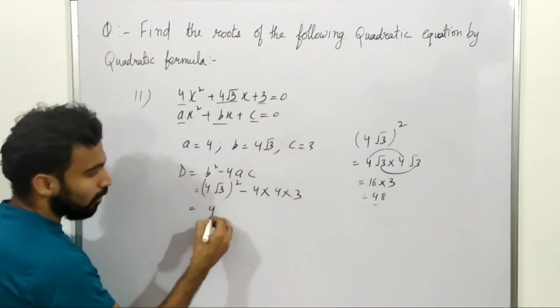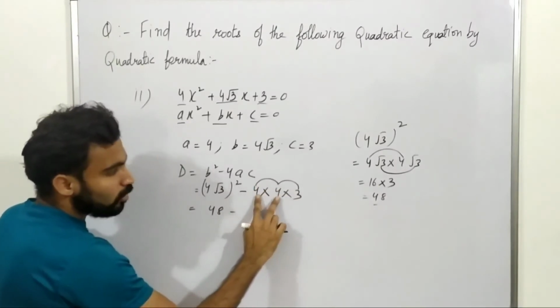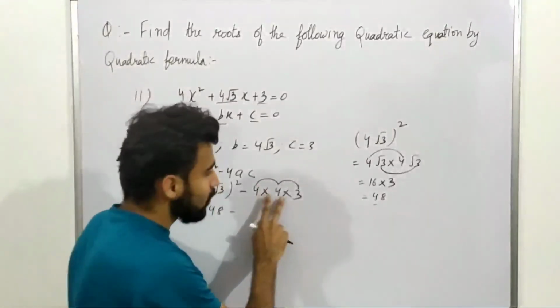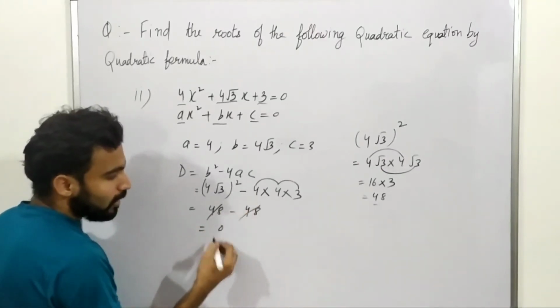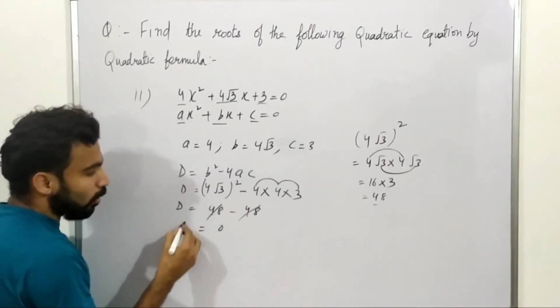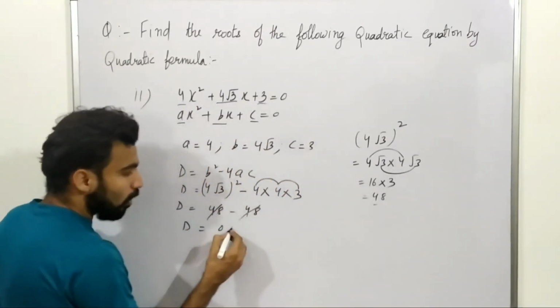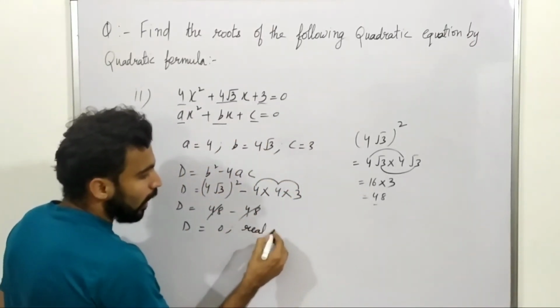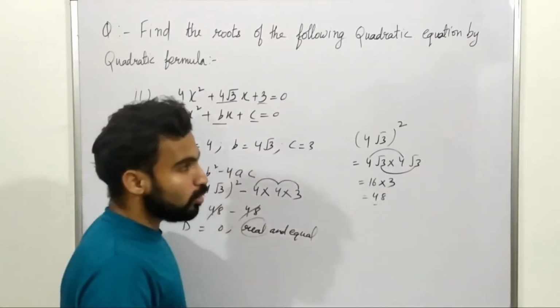So further, let me write 48 beneath this. You have to simply multiply these. So 4 cross 4 is 16. 16 cross 3 is 48. Now you can see 48 and 48 will cancel out, that will bring D as 0 here. Now you all know when D is equal to 0, then both the roots of a quadratic equation are real and equal. That means we are going to find out the roots of this equation.